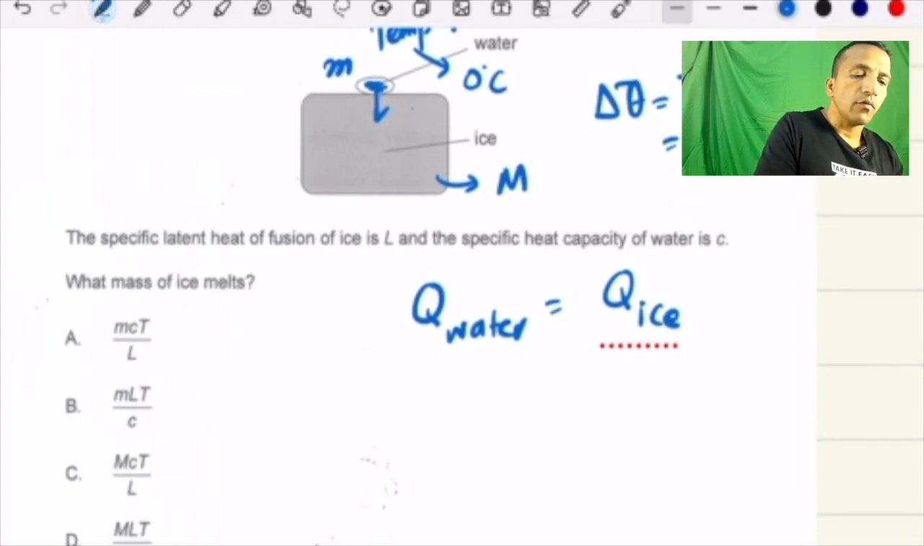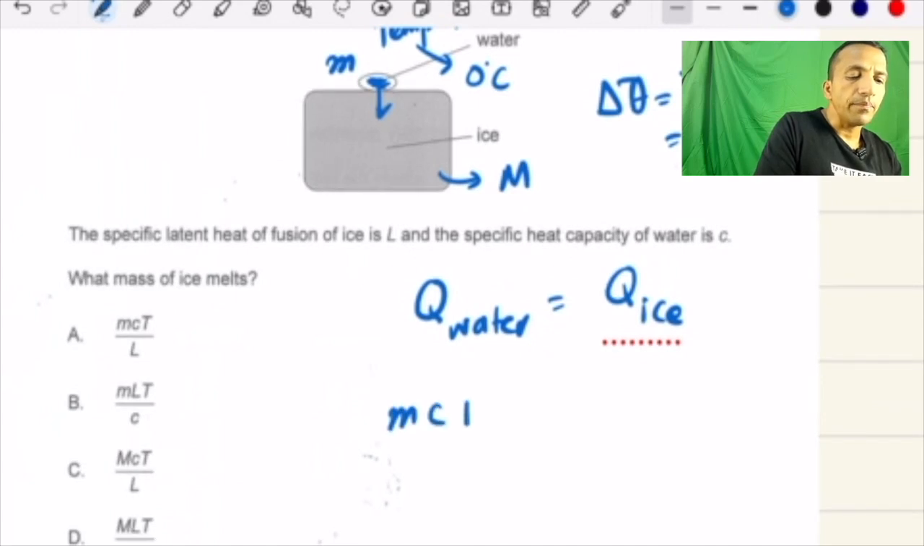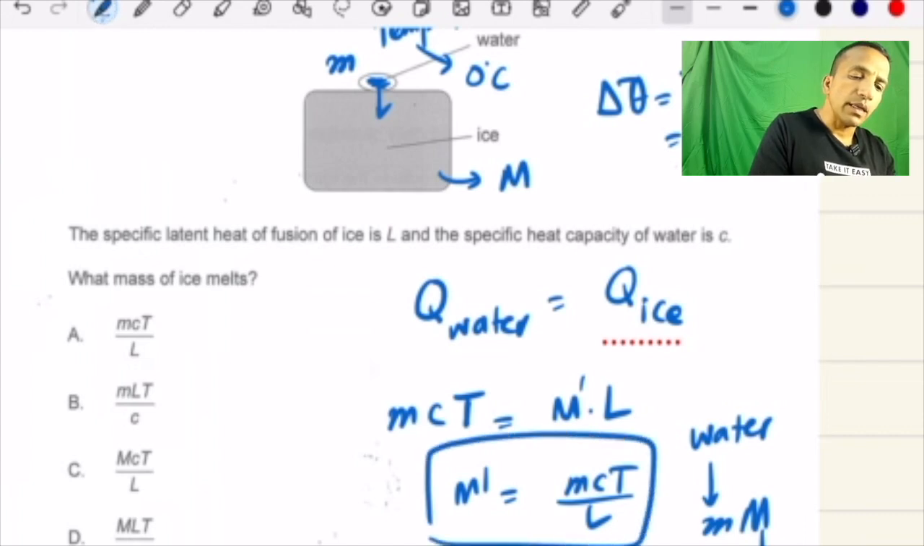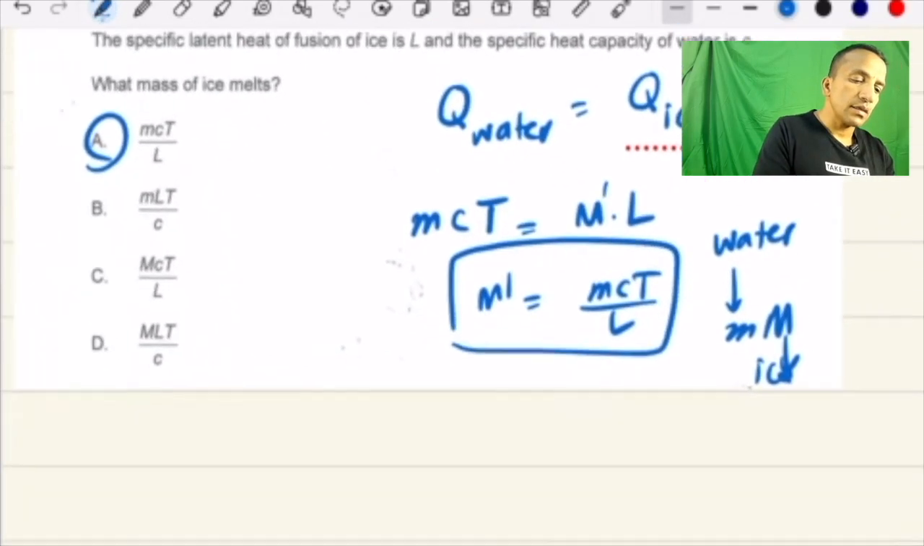So the energy given by water is mc delta T, and in this case delta T equals T. Let's think, we don't know how much ice melts, m dash L. So m dash is mcT over L. Be careful with the small m and capital M. Small m is for water, big M is for ice. So there's no capital M here in the answer, mcT over L. So the answer should be A.